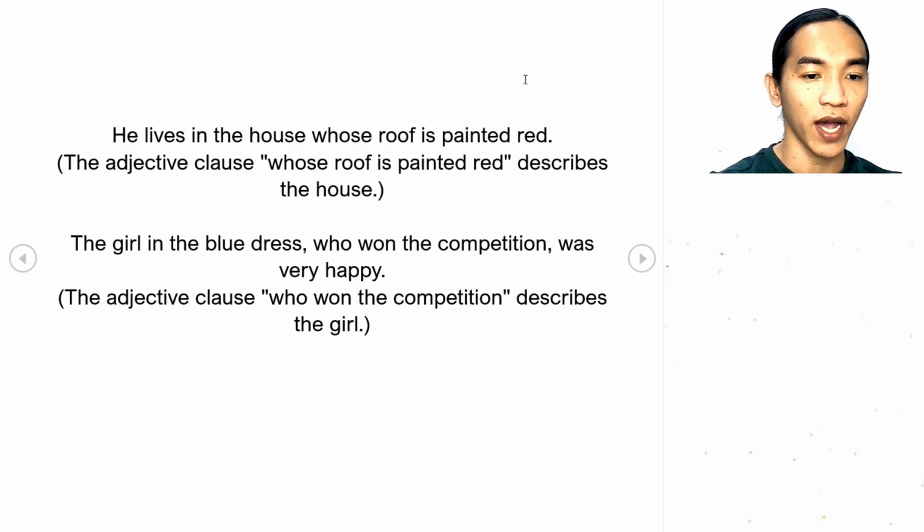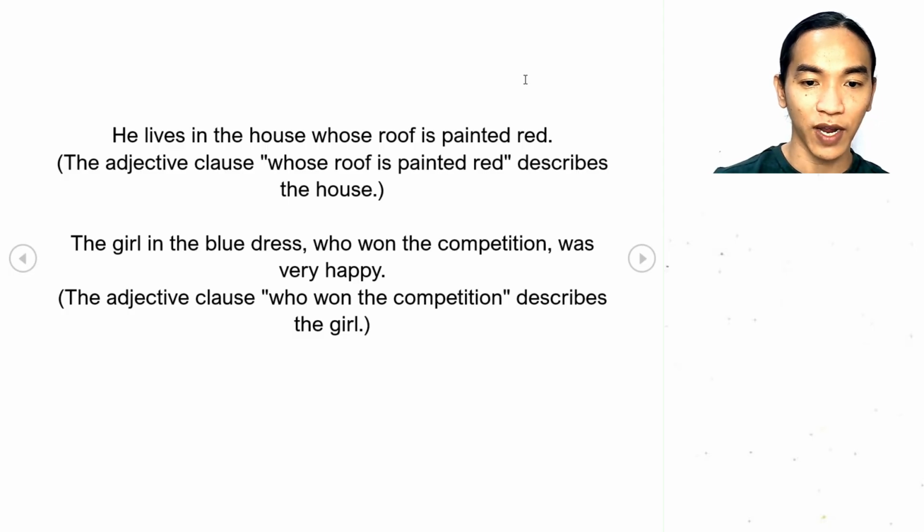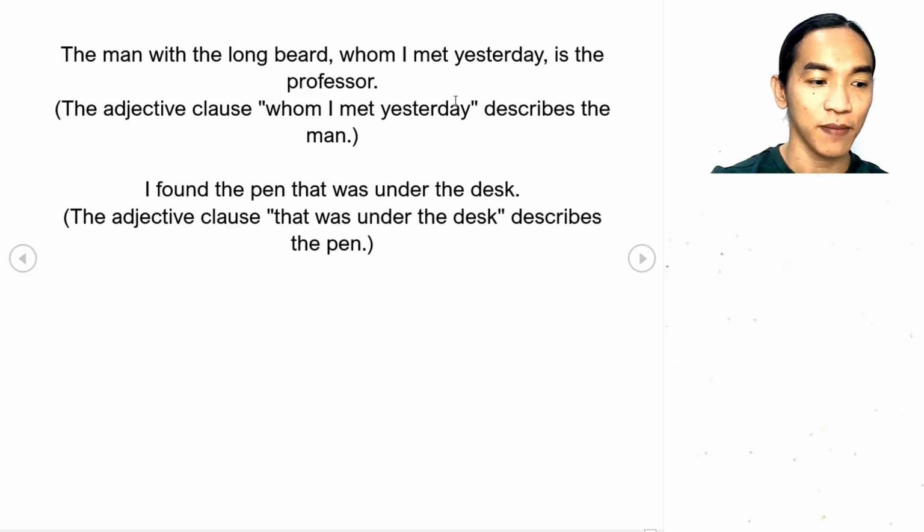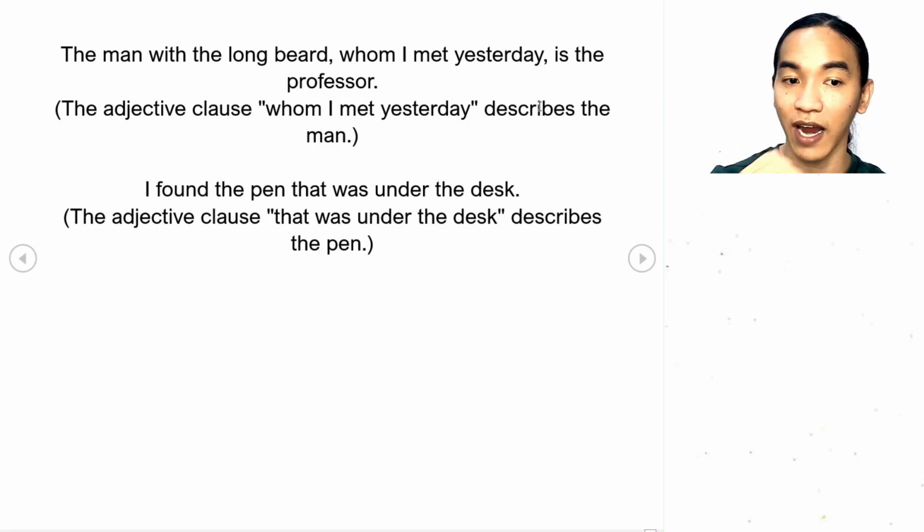Next one: the girl in the blue dress who won the competition was very happy. The adjective clause, who won the competition, describes the girl. Please understand how they are created here. More examples: the man with the long beard whom I met yesterday is the professor. The man with the long beard is your adjective phrase. Whom I met yesterday is your adjective clause describing the man.